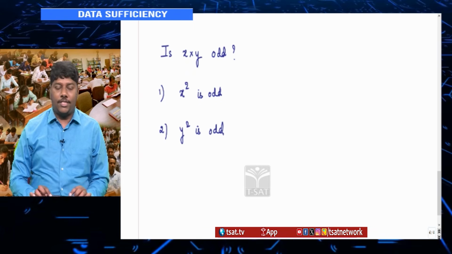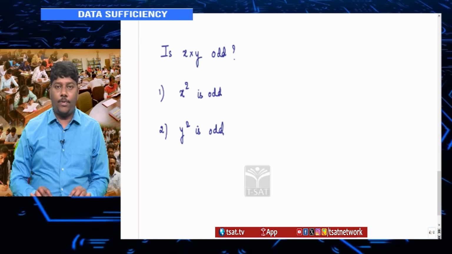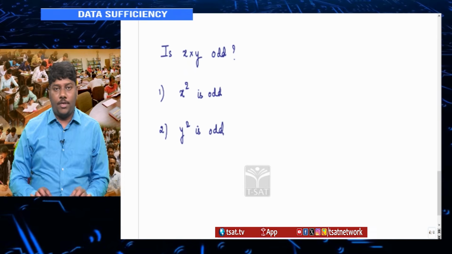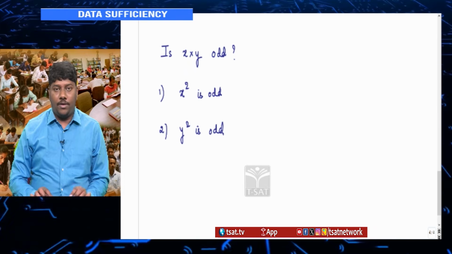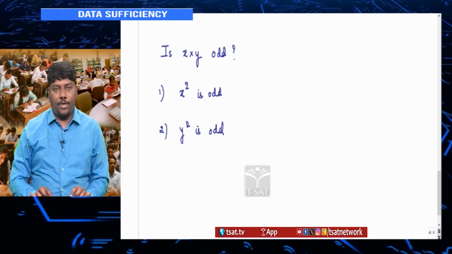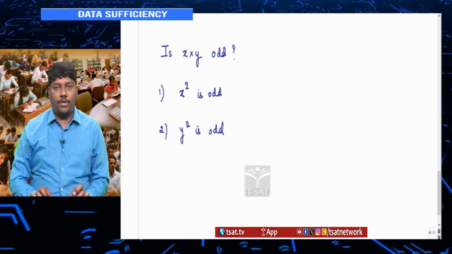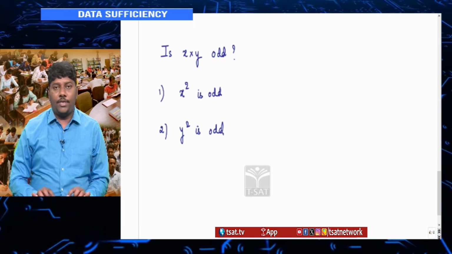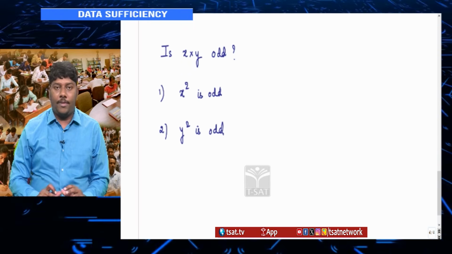Now, look at your second statement. Your second statement is y square is odd. I would say y is odd, but I don't know about x. So, when you are looking at statement 1, you don't need to take the data which is given in statement 2. Same goes with statement 2 also. When you are looking at statement 2, you don't need to know the data which is given in statement 1. Now, both of them are not sufficient. Now, you have to combine them and check it.